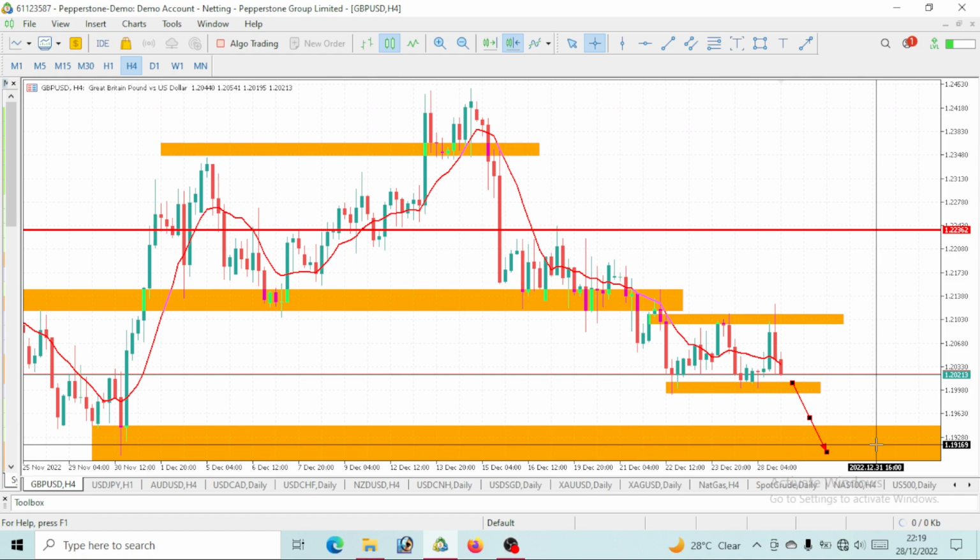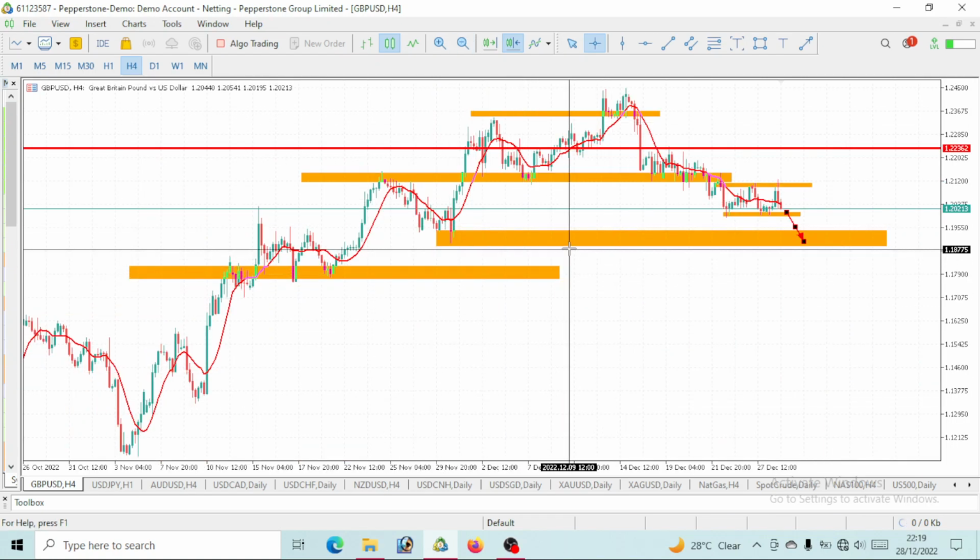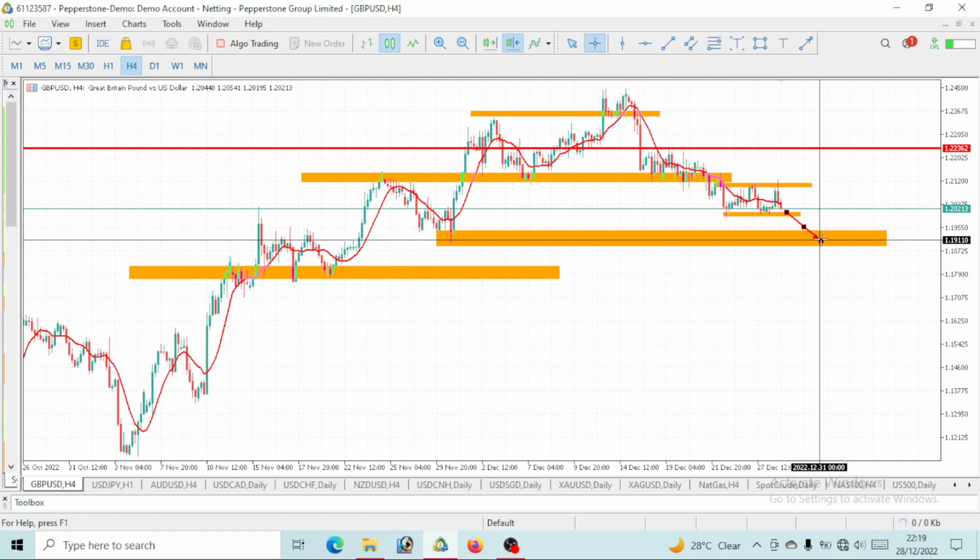1.19100. I think we should watch out for that level. This is the level that I'm watching out for on GBP USD. I would want it to actually come to this level, which is 1.19100. So if GBP USD can get to that level, then we will continue to go bullish.